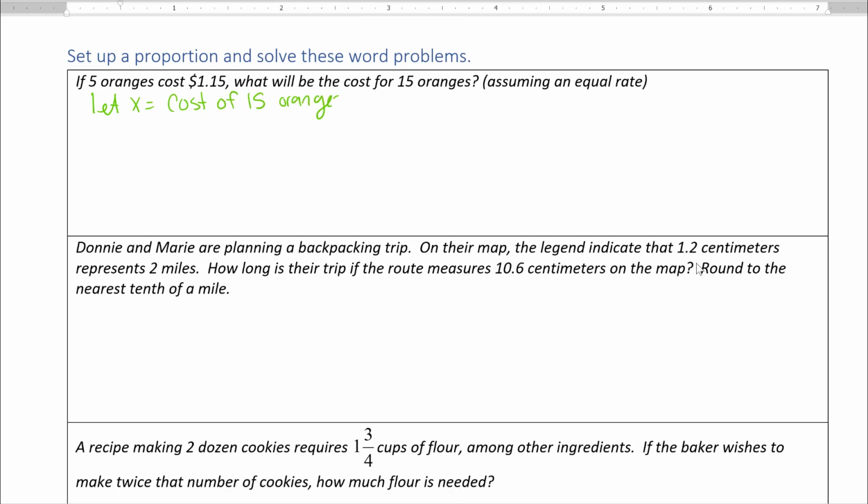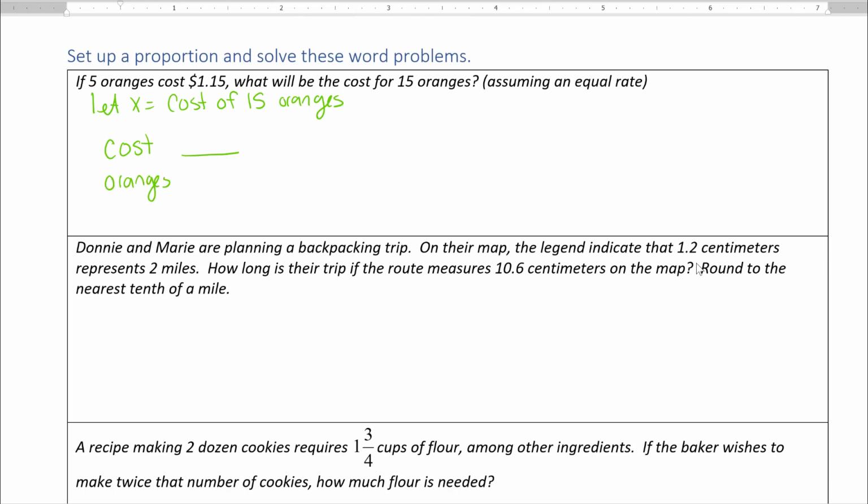It's always important to write down what your x is so that when you solve you have a complete solution for the reader to understand what x is supposed to be equal to. Now we're going to set up a proportion. We have two things going on here: cost and the number of oranges. It doesn't really matter which one you put on top, but I'm going to put cost on top and oranges on the bottom, and I label that.